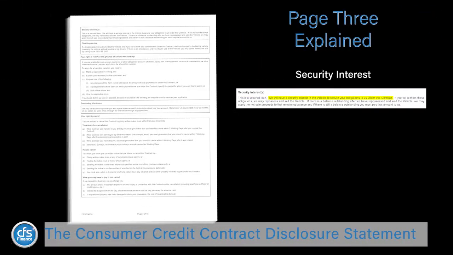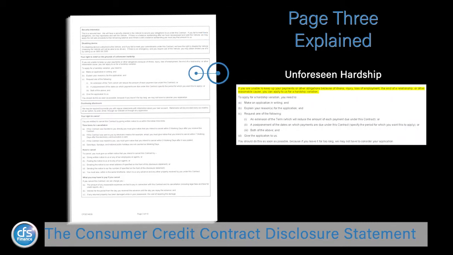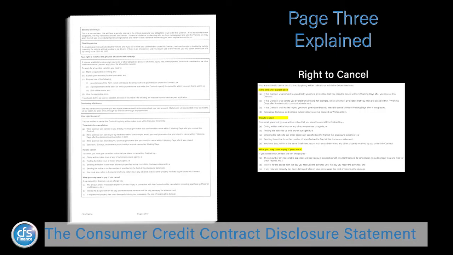Page 3. Security interest. This is a secured loan, and CFS Finance will register and hold a security over the vehicle you have purchased. Outlined here are the grounds for unforeseen hardship, along with an explanation of how to apply. Listed here, you'll find an explanation of your right to cancel this contract. You can cancel this contract and pay for the vehicle purchased in cash within the timeframes specified.